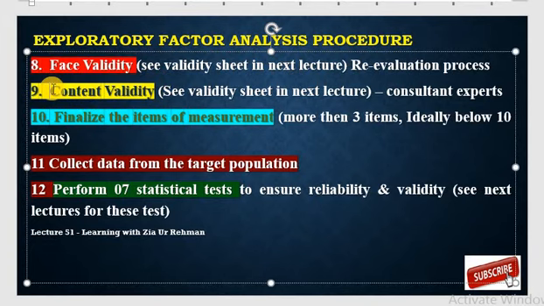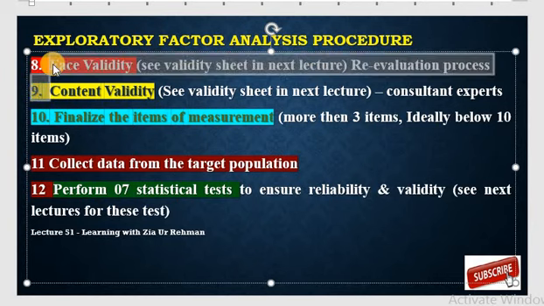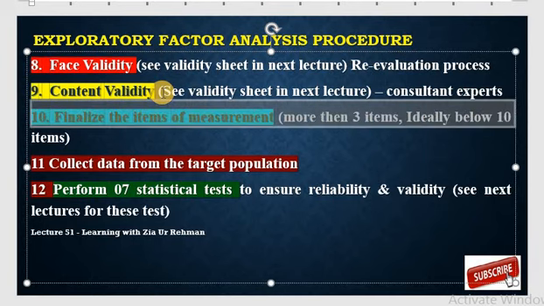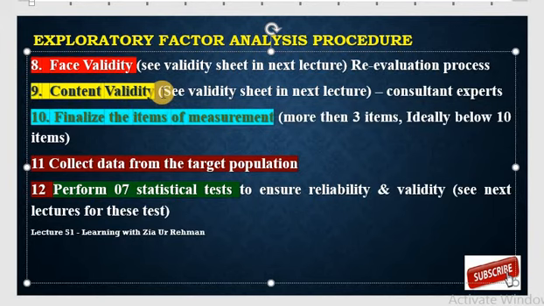After the face validity, the scholar moves towards the content validity, and for that he needs to consult relevant experts from academia and industry. How to prepare the face and content validity sheets, we have other lectures. You can see in our list of lectures what face validity and content validity are, and how these sheets are prepared and used to develop the scale. After the content and face validity, you need to finalize the measurement scale, collect the data from the target population, and then perform the 7 statistical tests.